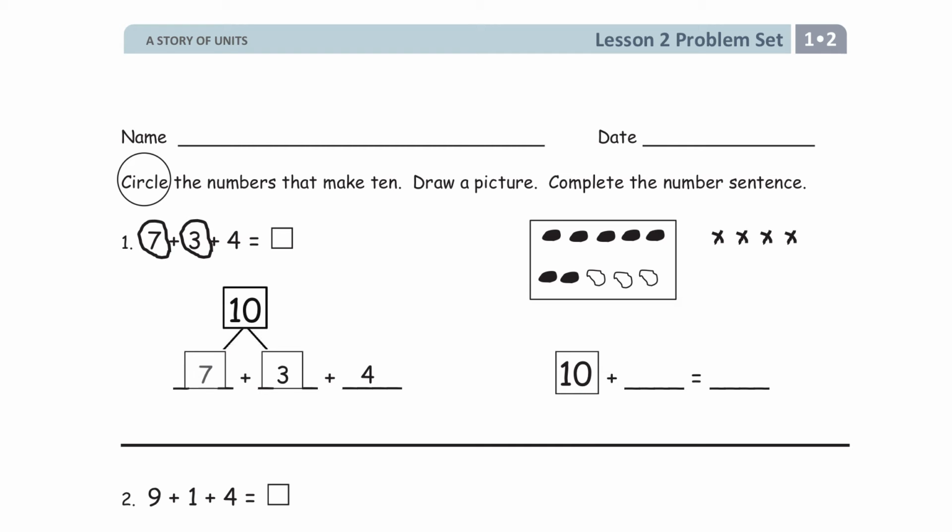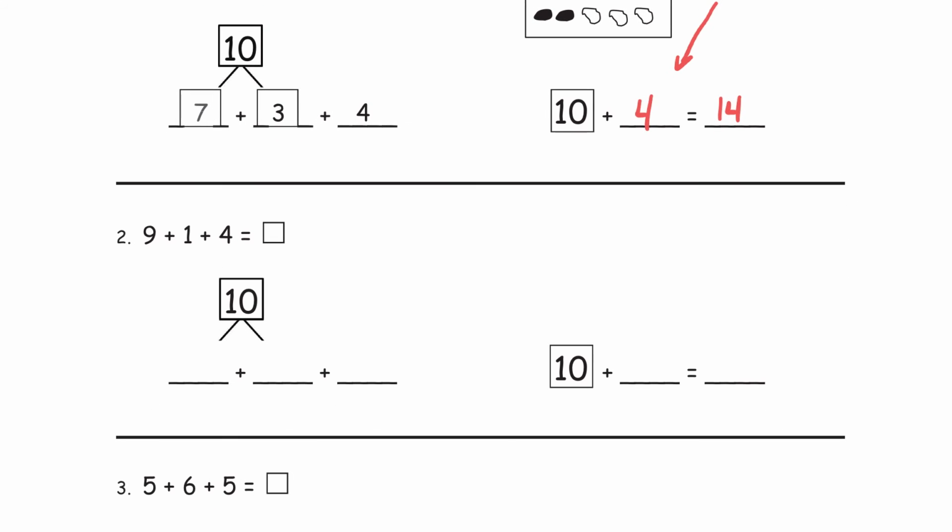So let's finish this off. 10 plus, well, it's what we have left right here, our 4. So let's drop those in right here. 10 plus 4, and that's right, 14. And we can come back up here and plug in 14 too. Let's take a look at number 2. We're to do the same thing.